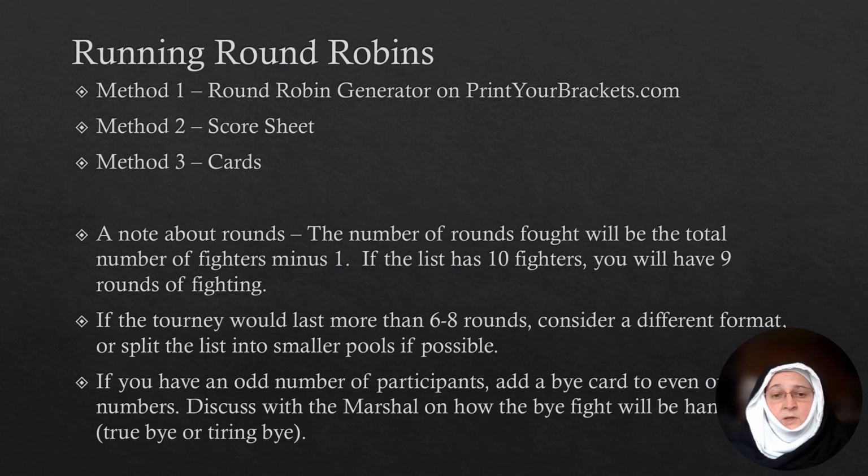Now there are 3 different ways that you can run a round robin tournament. The first one is using the automatic round robin generator that's available on printyourbrackets.com. With that one, you go to that website if you have a wonderful internet connection, and you can type in how many participants you have, and it'll automatically split your list field into each round and each pairing for your list field.